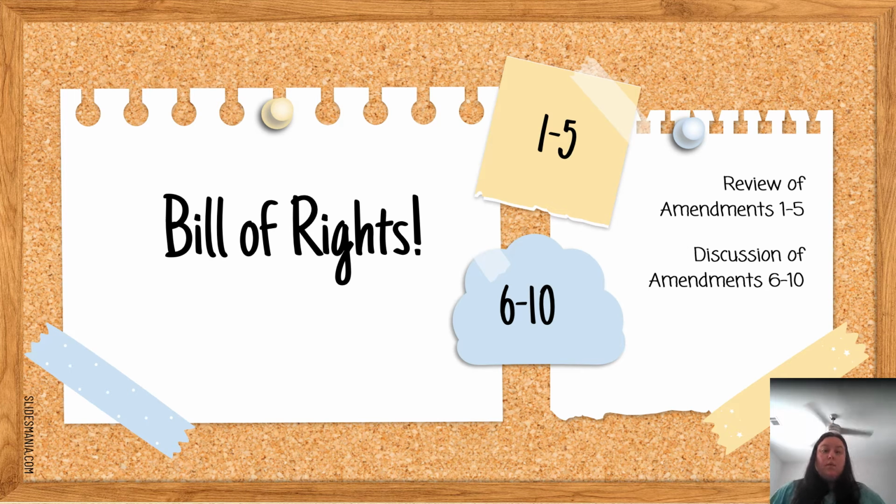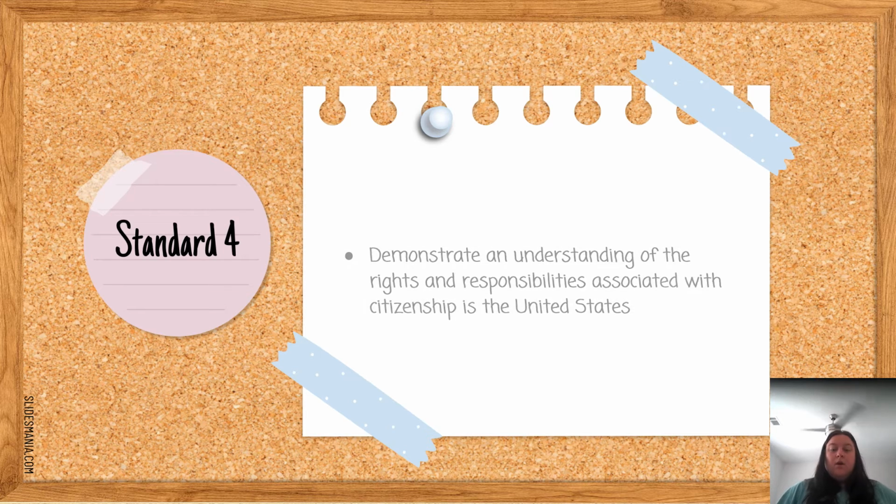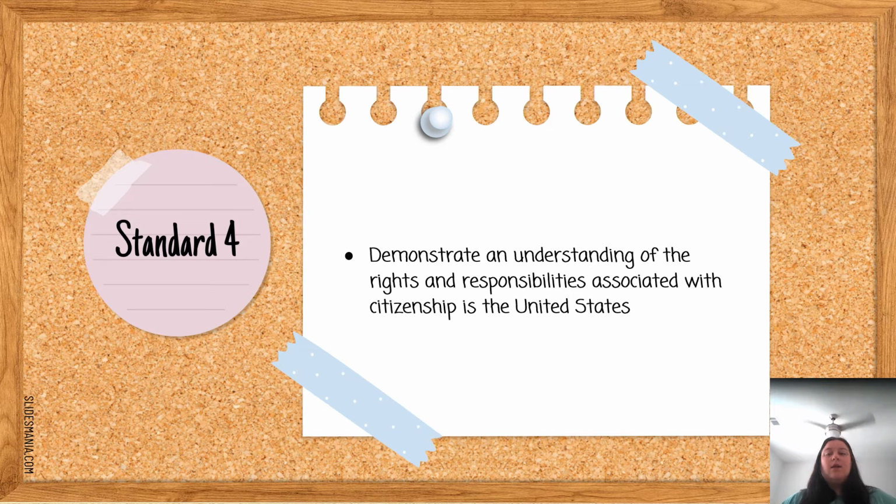So today we will be reviewing the Bill of Rights. We have briefly discussed Amendments 1 through 5, but we will be diving deeper into those as well as going over Amendments 6 through 10. The standard that we have been focused on is Standard 4, and that states that we need to demonstrate an understanding of the rights and responsibilities associated with citizenship in the United States, specifically looking at our rights as citizens, like what rights do we have.